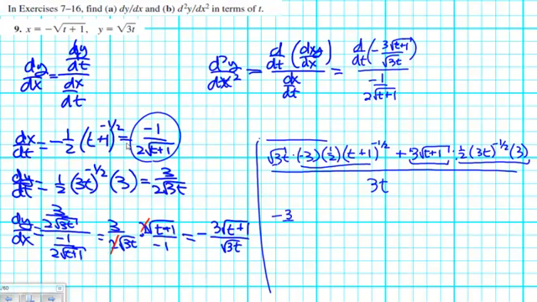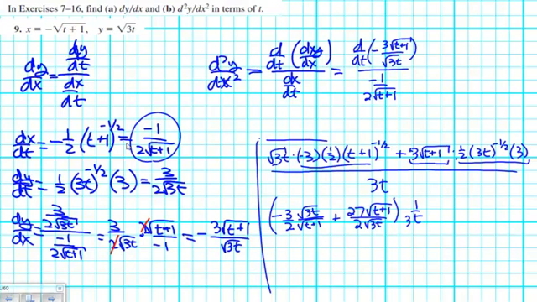Negative 3 over 2 root 3t over root t plus 1, and that's that stuff, plus 27 times root t plus 1 divided by 2 root 3t. And all of this is multiplied by 1 over.